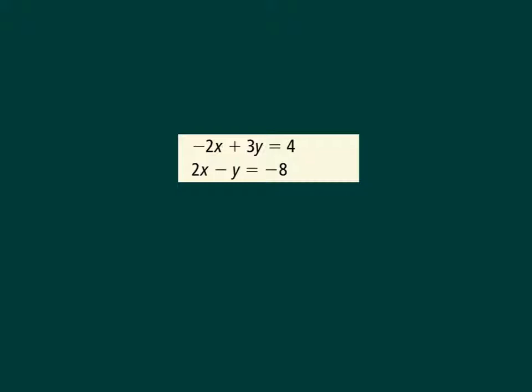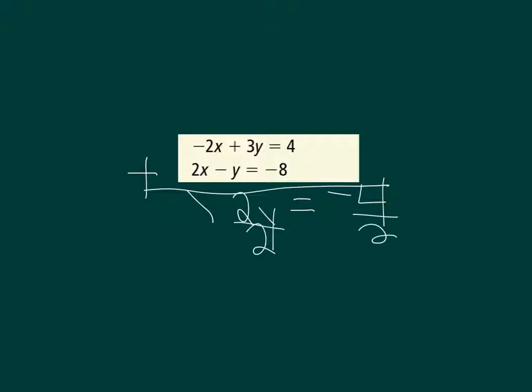This first one, it looks like we have the negative 2x and the positive 2x. Because they're already different signs for me, I'm just going to add, because those different signs are going to cancel each other out. So now I have negative 2 plus 2, which is 0x. I'm just going to put a slash. 3 plus negative 5 is negative 2y. 4 plus negative 8 is negative 4. Divide everywhere by 2. Y is equal to negative 2.